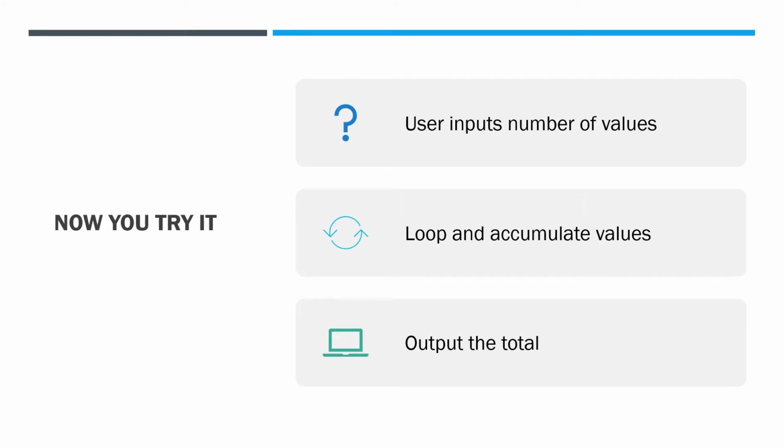So now you try this, pause the video and have a go. Make this change: get the user to input the number of values that you want to add together, loop that number of times and accumulate the values to give a total, and then output the total on the screen at the end. If you can make that work, then that shows that you've understood how to create a total using a counter-controlled loop.